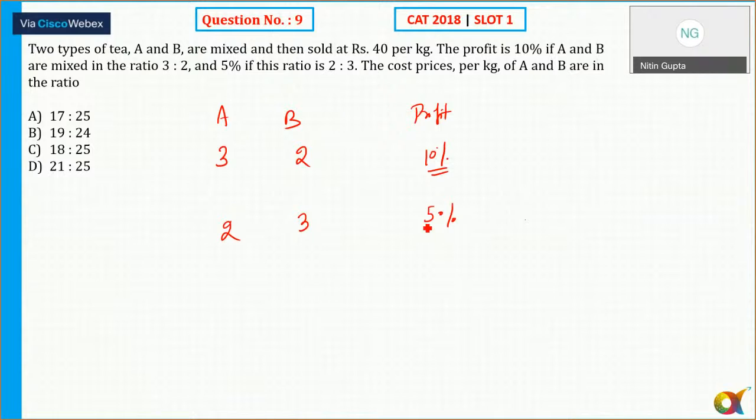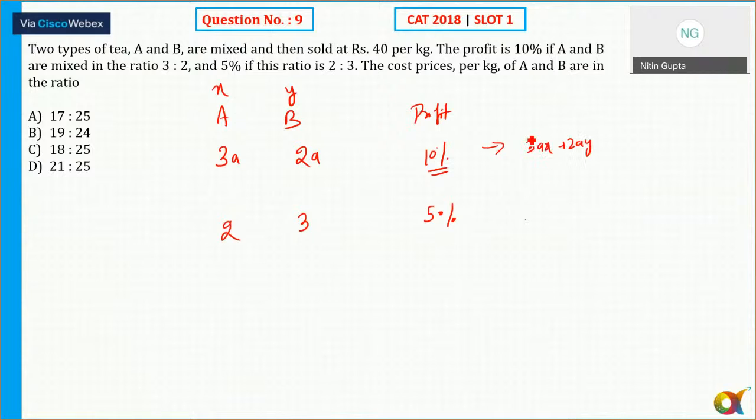The cost price per kg of A and B are in the ratio. So we need to find out the cost price per kg. The selling price for both of them is rupees 40 per kg. I do not know the quantity. They are mixed in the ratio 3:2 and 2:3. So the quantity is 3a and 2a, the cost price of A is X and the cost price of B is Y. So what is the total cost price in the first case? Can I say that is equal to 3aX plus 2aY? This is the total cost price.